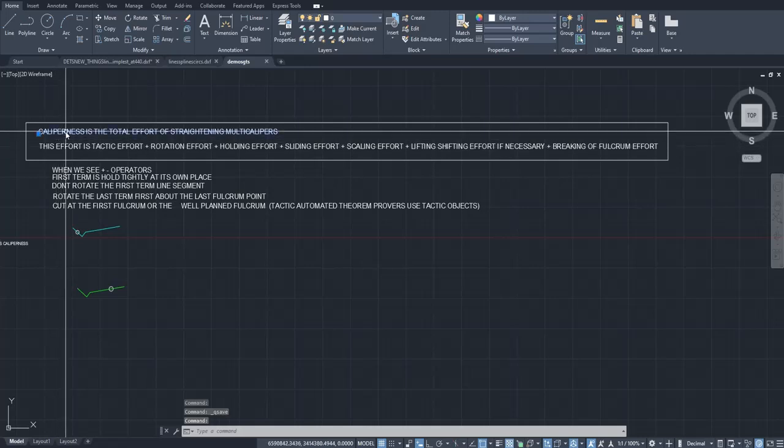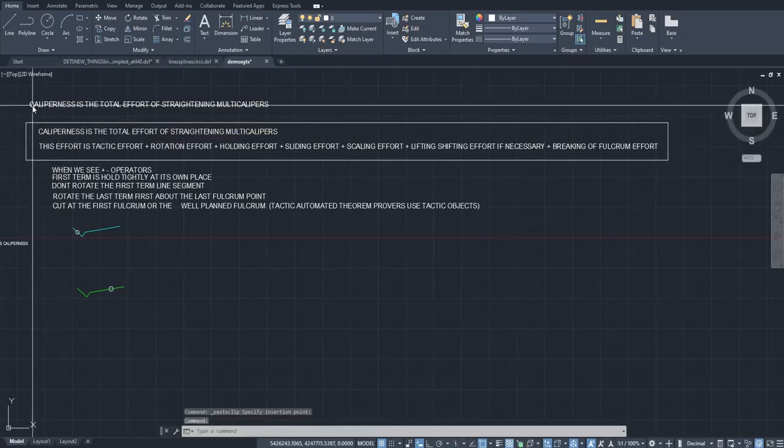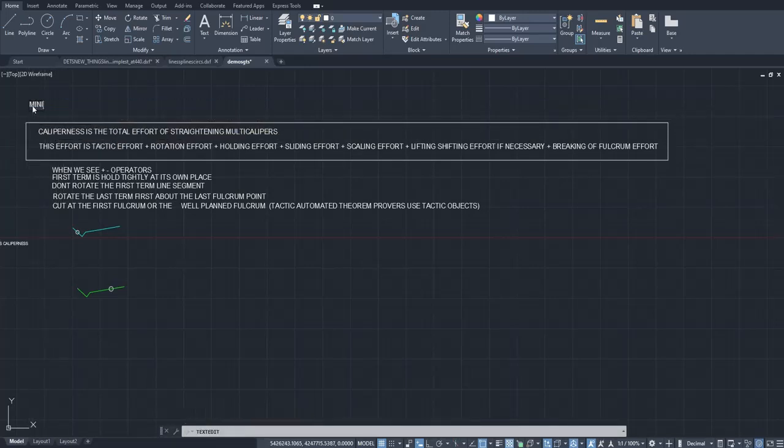The caliperness to achieve the straightening, the minimum caliperness, gives the best objects. Minimum caliperness is the least energy principle, which is best.